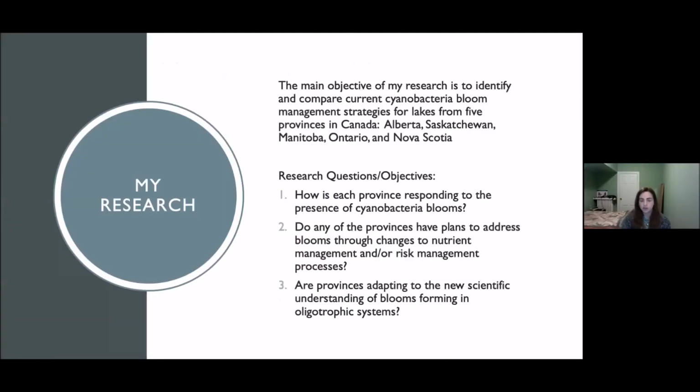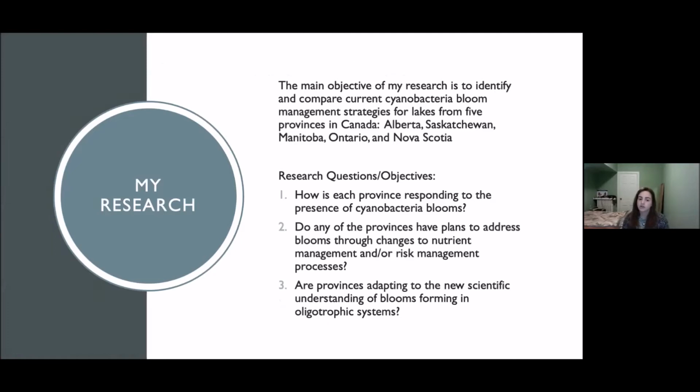The main objective of my research is to identify and compare current cyanobacteria bloom management strategies for lakes from 5 provinces in Canada, namely Alberta, Saskatchewan, Manitoba, Ontario, and Nova Scotia. Three research questions or objectives guide my research. The first one is, how is each province responding to the presence of cyanobacteria blooms?